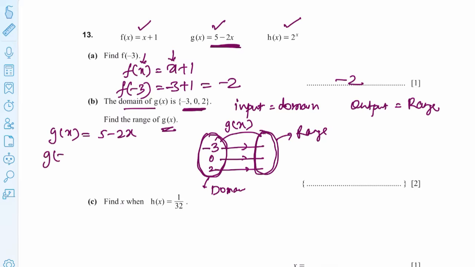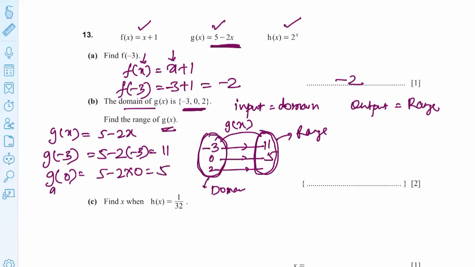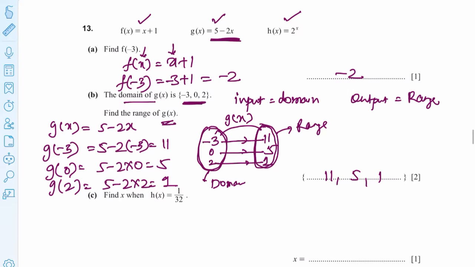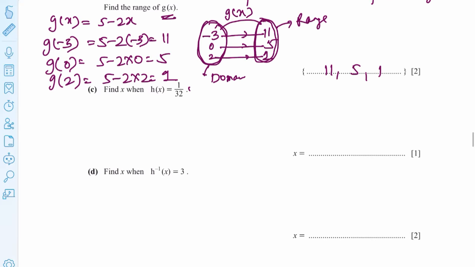So simple. If g of x is given as 5 minus 2x, first I will put g of minus 3. So 5 minus 2 times minus 3, so I get 11. Now g of 0: 5 minus 2 times 0, so I'm getting 5. Then g of 2: 5 minus 2 times 2, so I'm getting 1. So the range will be 11, 5 and 1. Easy?